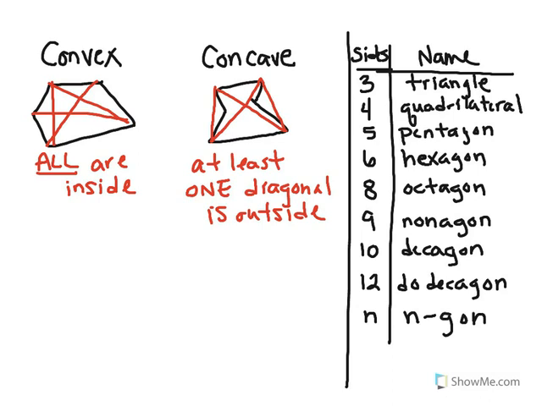So for example, that 7 that was missing, we would just call a 7-gon, or the 11 that was missing, an 11-gon. So I know it sounds kind of funky, but that is how we name them. So if it's not one of these common ones, you tell me the number of sides that it has and then add "gon" after it.